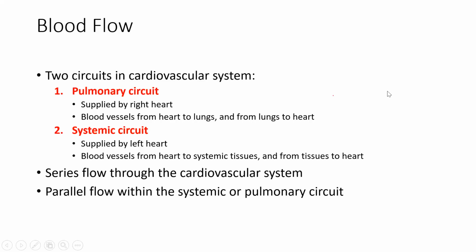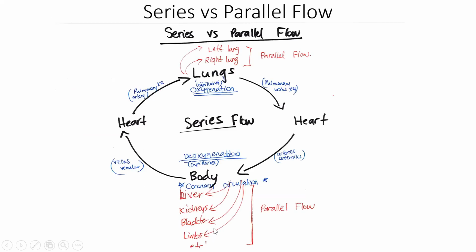Now, there are two types of flow through the cardiovascular system. We've got series flow, which happens through the general system, the general circulation of the cardiovascular system. And then when we look at the systemic and pulmonary circuits individually, this is an example of parallel flow. And I'll talk about what that means here with this drawing.